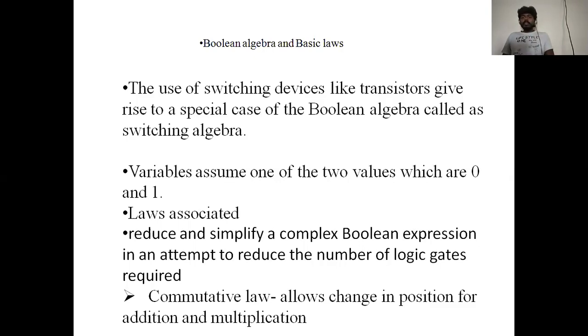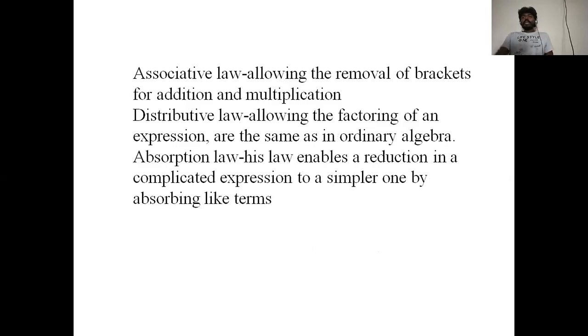And then we have a law, that is the commutative law. The commutative law allows a change in the position for addition and multiplication. Simply, you can change the position of addition and multiplication to perform this commutative law. And next one is the associative law. This is allowed by removing the brackets for addition and multiplication, same as in normal algebra. In normal algebra we have these laws associated with it, right? And next is the distributive law. This allows the factoring of an expression, same as in ordinary algebra, right?